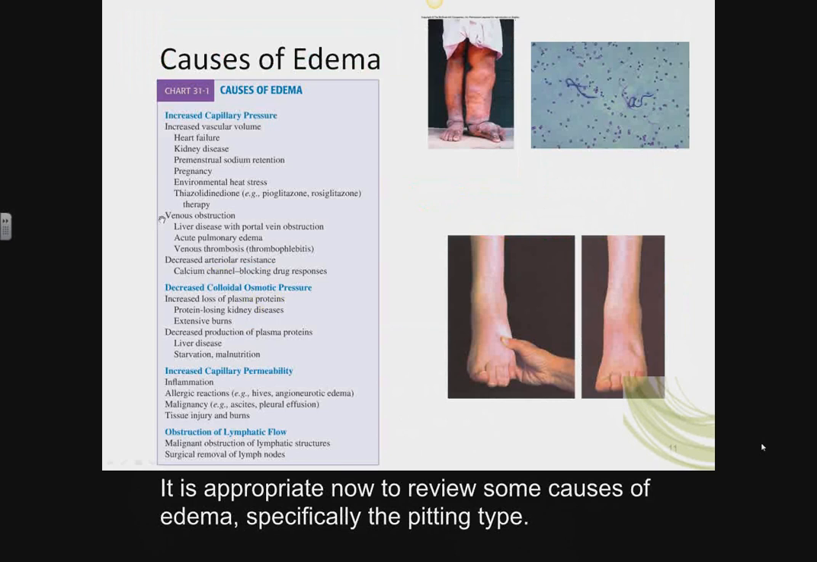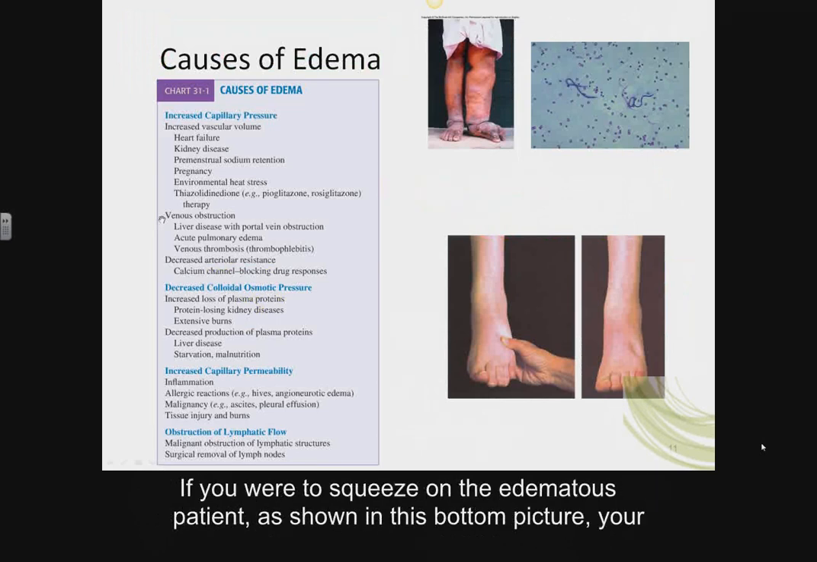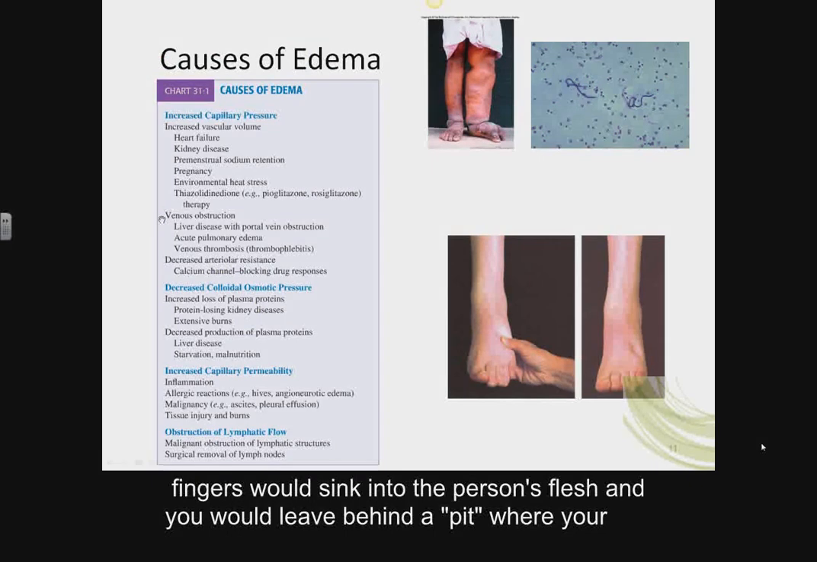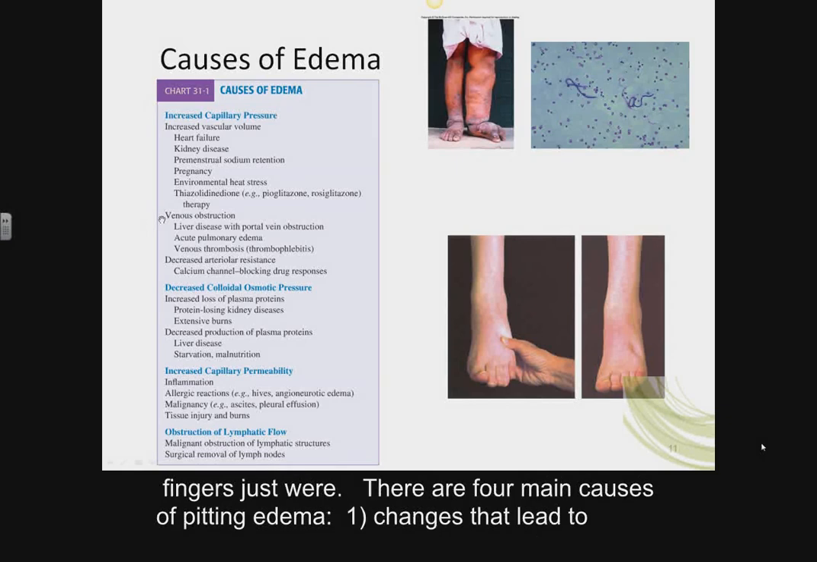It is appropriate now to review some causes of edema, specifically the pitting type. This means if you were to squeeze on the edematous patient, as shown in this bottom picture, your fingers would sink into the person's flesh, and you would leave behind a pit where your fingers just were. There are 4 main causes of pitting edema.